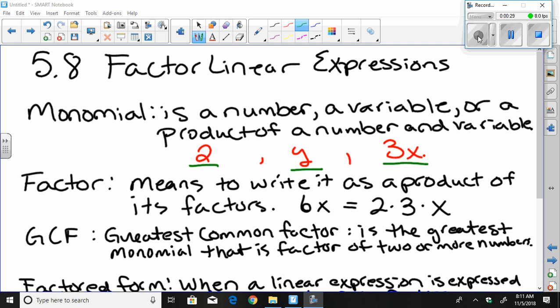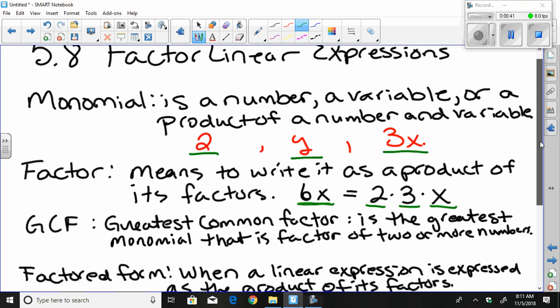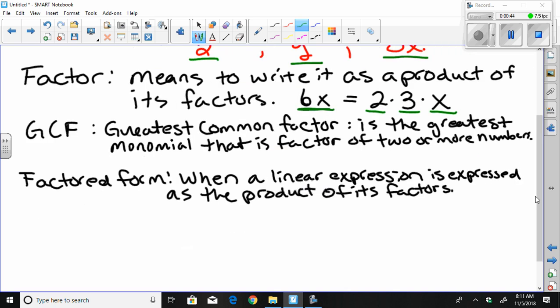To factor means to write it as a product of its factors. So 6x can be rewritten as 2 times 3 times x. So that's how you would factor it. GCF, the greatest common factor, is the greatest monomial that is a factor of 2 or more numbers. For instance, if we have 6xy and 18x, then our GCF here, well, 6 is the biggest number that goes into both. X is the only letter they have in common, so 6x is the GCF.